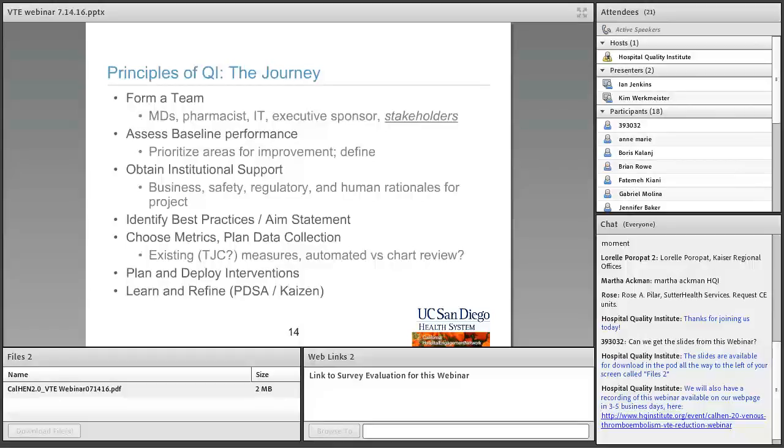And it's nice to have a human rationale. In other words, some kind of gripping story. If you know of a patient that got a clot at your hospital that was avoidable, tell that story at the committee so people remember we're not talking about numbers. We're talking about individual patients getting hurt.